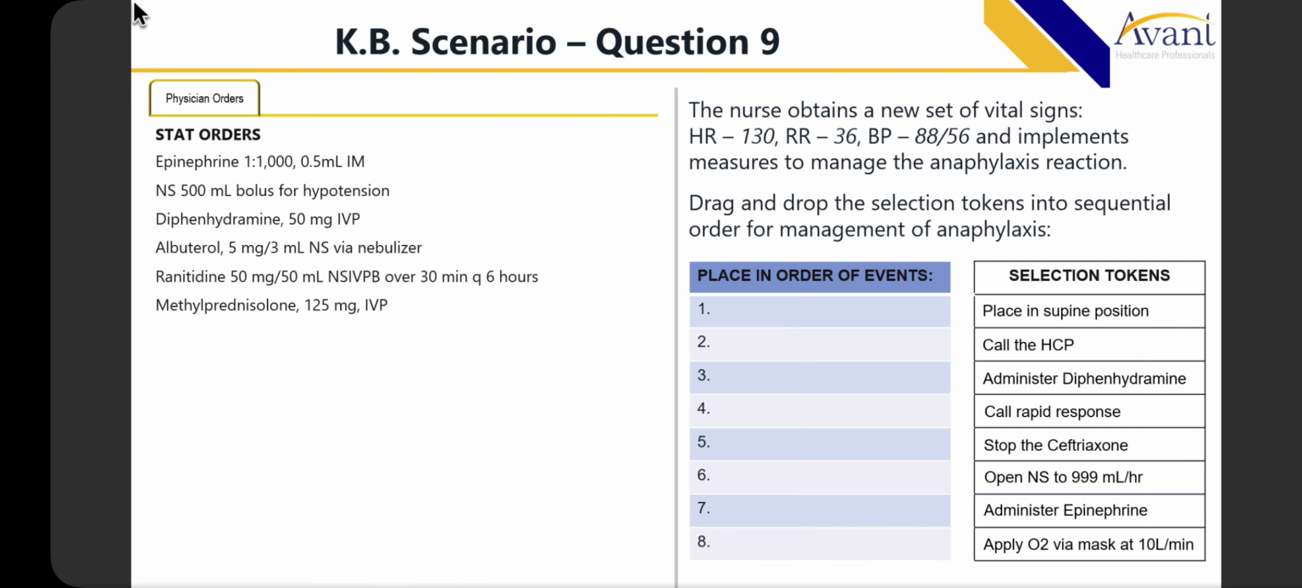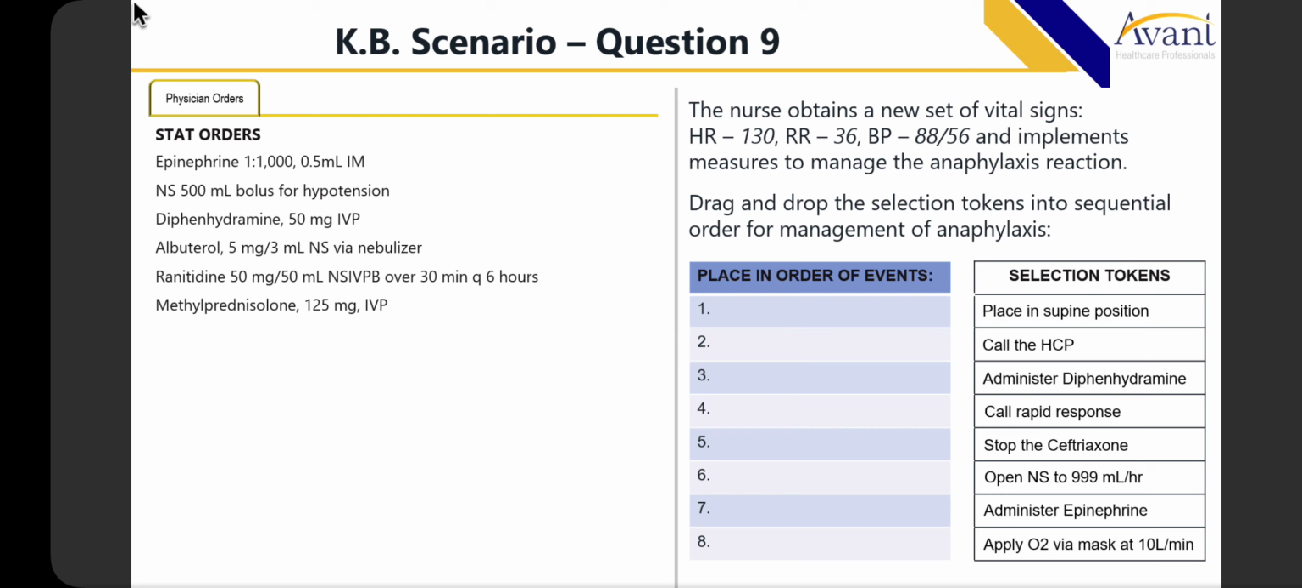All right, let's go on. Now, here are the orders. The patient got epinephrine orders, saline bolus orders, diphenhydramine order, albuterol, ranitidine, methylprednisolone. So these are the orders that the physician ordered for this patient in response to this anaphylaxis.